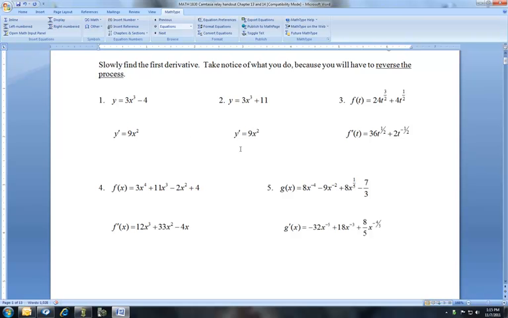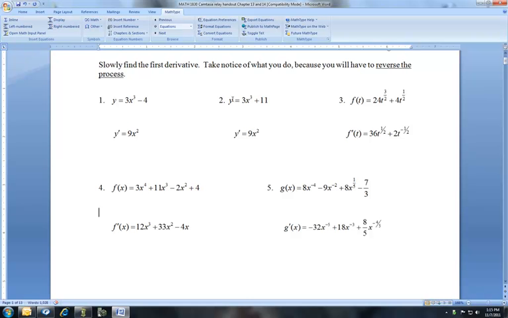So when I integrate this, I would have the 9 over a fraction bar. I'd have x, add 1, so I'd have a 3 as my exponent. I'd have a 3 in my denominator, plus the c, that capital C. And that would take care of 1 or 2.